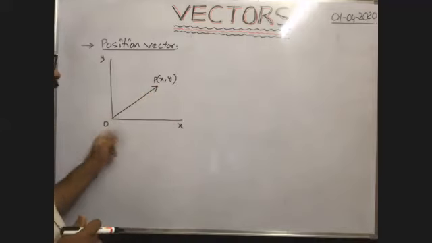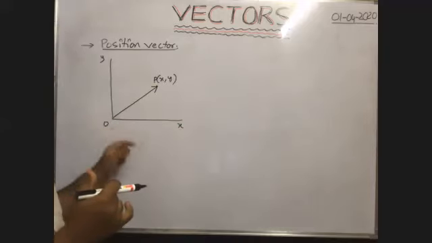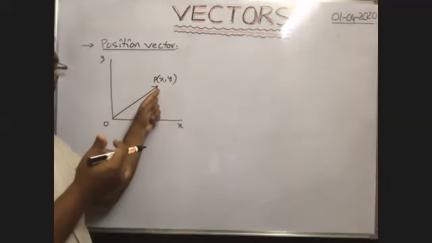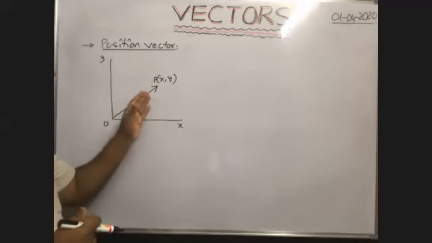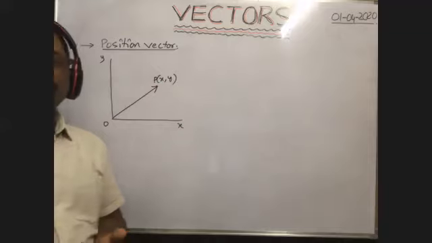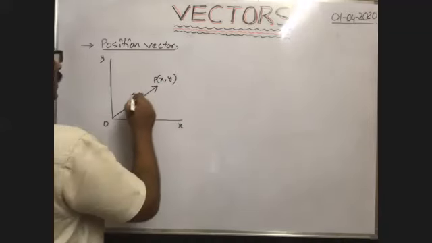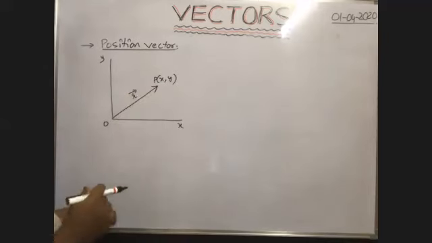That means from the origin only we are measuring. This origin is taken as the reference. Okay, from this, at what distance this particle lies can be represented with the position vector. So the vector which represents the position of a particle with respect to origin is called position vector. Suppose here, this is the position vector, say r bar. Position vector is generally represented with small r bar.